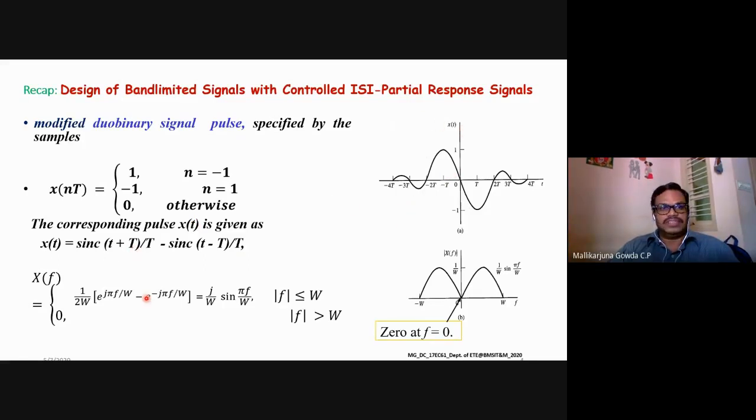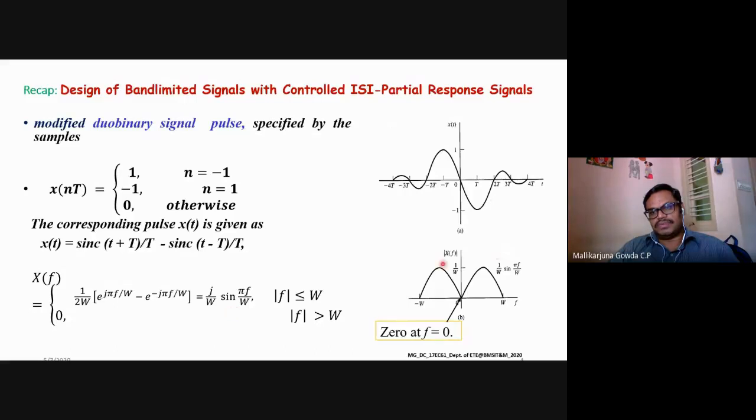x of t is equal to sinc of (t plus capital T) by T minus sinc of (t minus capital T) by T. Its frequency domain expression will be like this, because the sinc function we write as sin pi x by pi x, which is written as e to the power j theta minus e to the power minus j theta by 2j. In that form I have written it, and by simplification I get this.